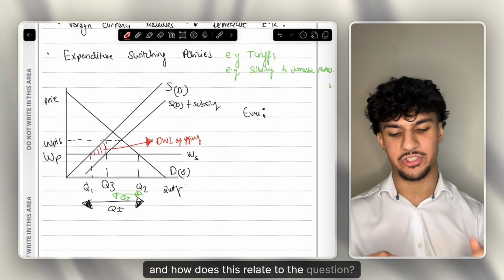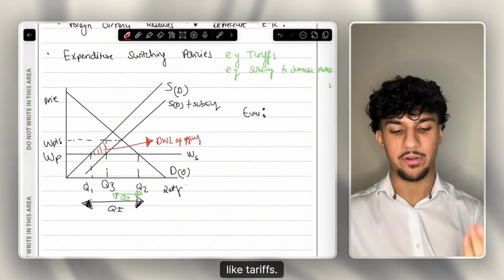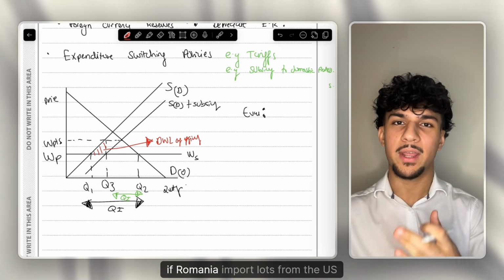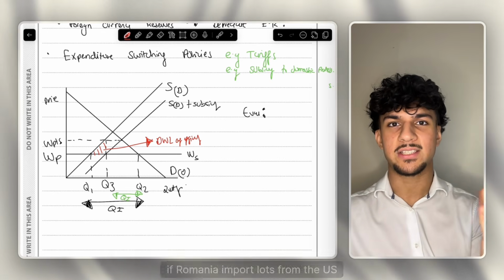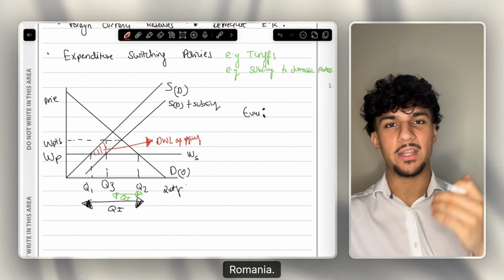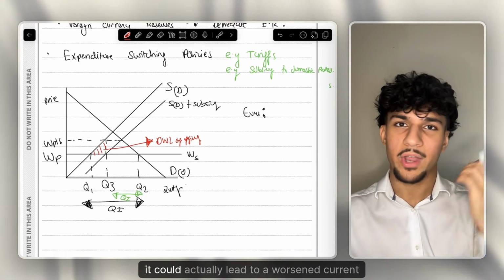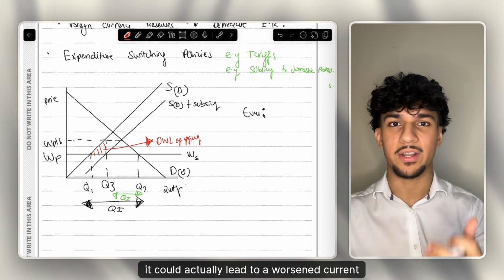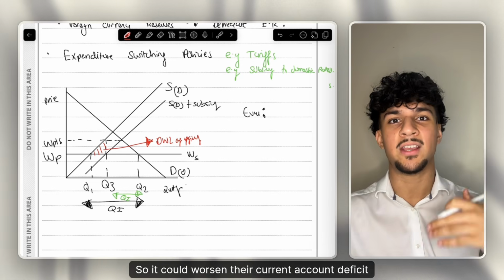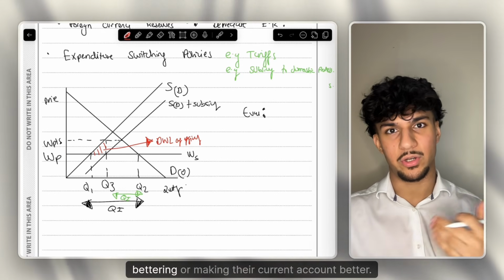And how does this relate to the question? This retaliation can lead to trade barriers like tariffs. Therefore, if for example Romania imports lots from the US, due to this policy it could lead to high tariffs the US sets on Romania, thus meaning if Romanian consumers import lots from the US, it could actually lead to a worsened current account rather than an improved current account. So it could worsen the current account deficit due to retaliation by foreign countries rather than making the current account better.